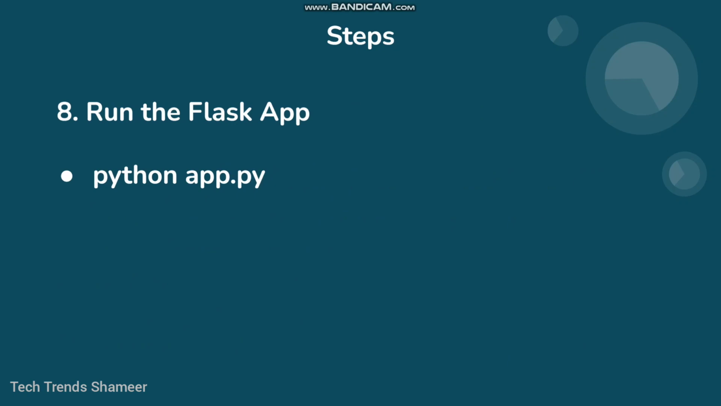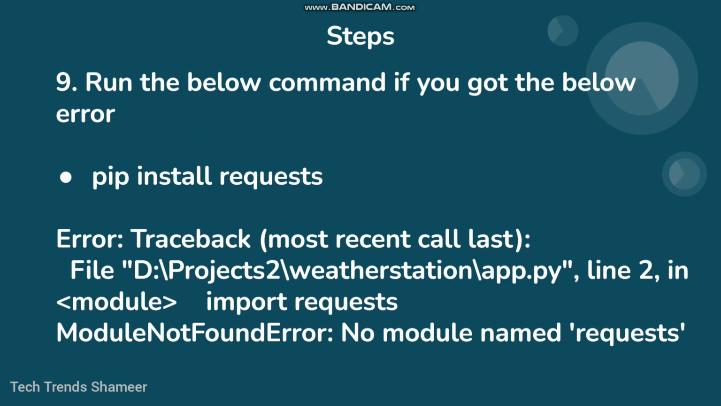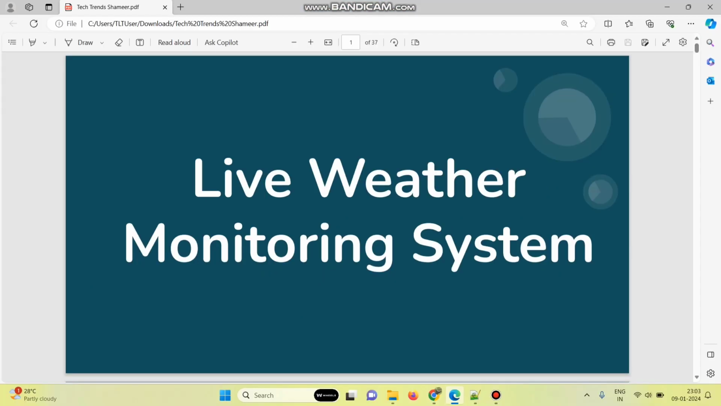And now finally we need to run the Flask app. The command is python app.py, where app is the file name. In case it throws an error like traceback, most recent call, module not found error, then we need to run this command: pip install requests. Now let's see how to do this. Now let's see the demo.